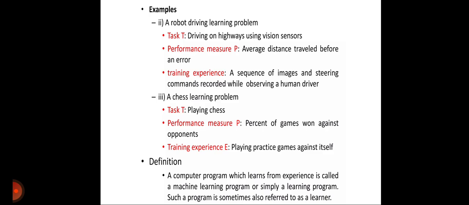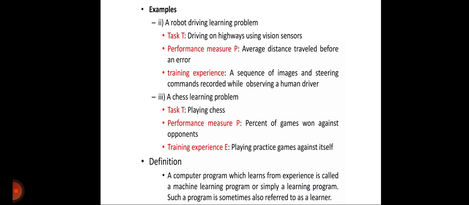In that, the task T is driving on highways using a vision sensor. Performance measure P, average distance traveled before an error. Training experience, a sequence of images and steering commands recorded while observing a human driver. Okay. Another example is the chess learning problem.